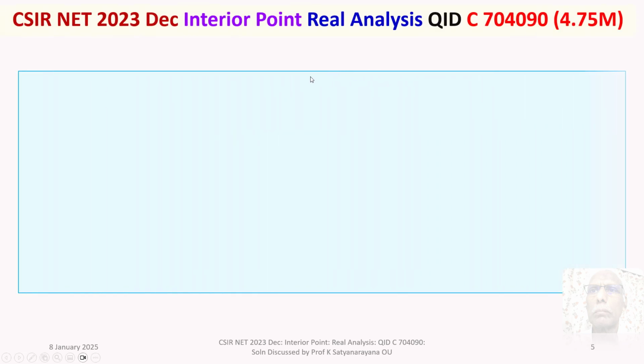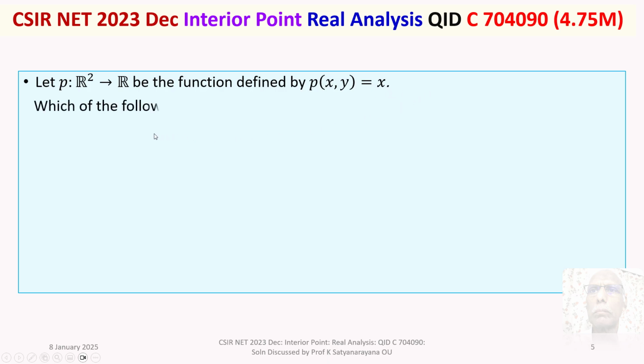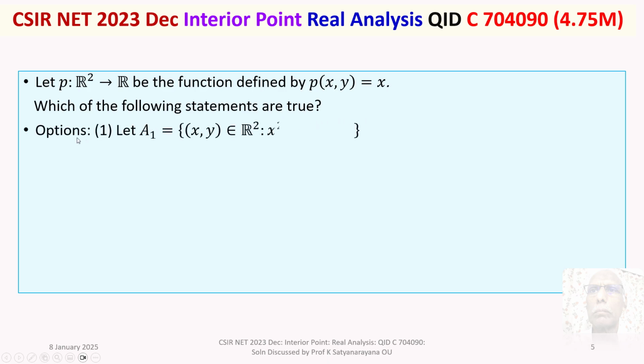Right. The given question is, let P be a function from R square to R defined by P of the ordered pair x comma y is equal to x. Which of the following statements are true? We are given four options.